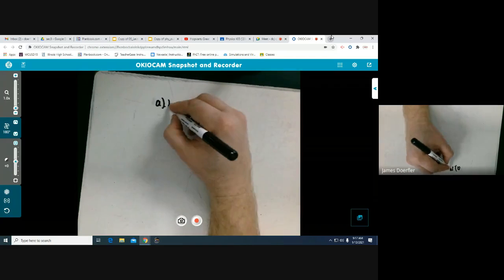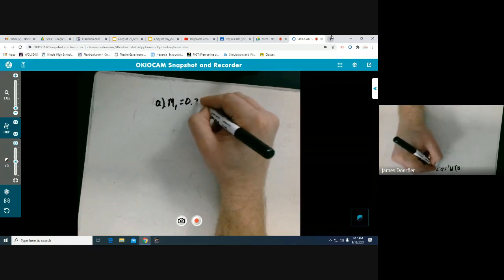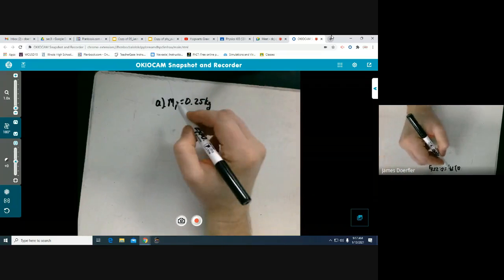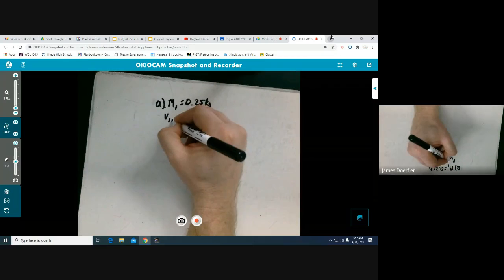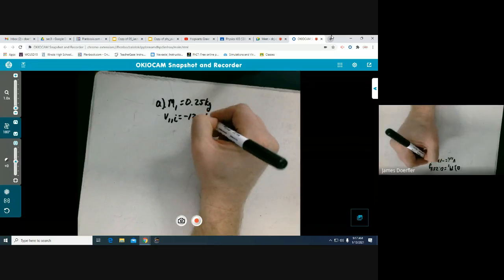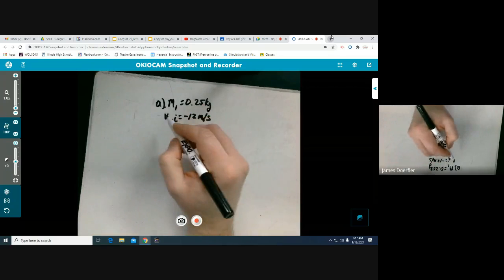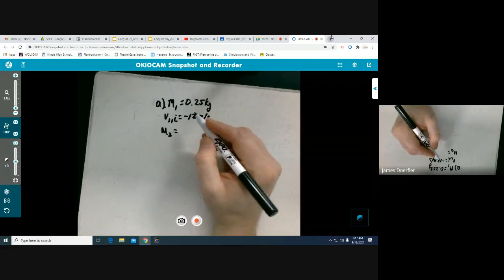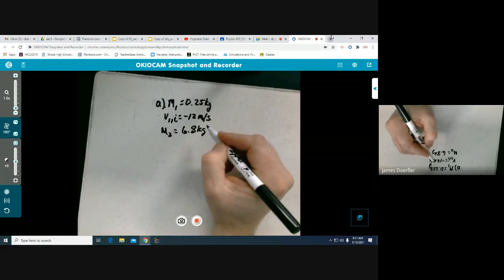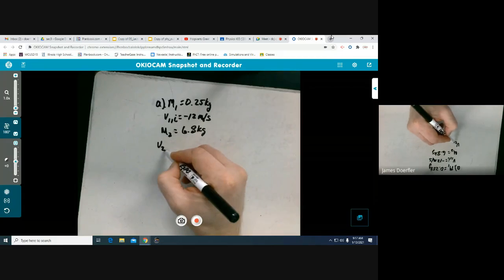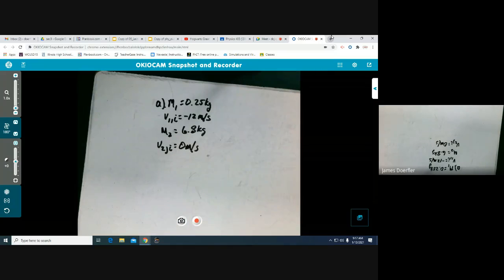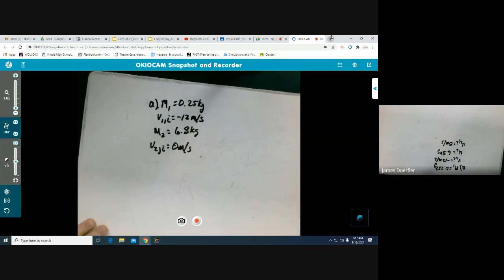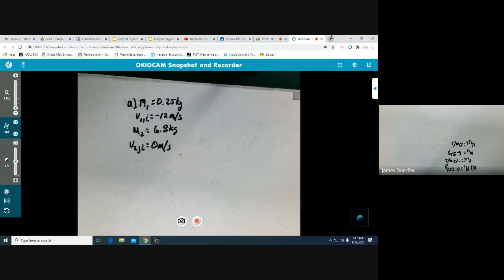Okay, so the mass of our arrow is 0.25 kilogram. The velocity of our arrow initially was negative 12 meters per second because it said it's going to the west. The mass of our target that it strikes is 6.8 kilograms. And the initial velocity of our target, unless it's told us otherwise, we're going to assume it's a stationary target. It doesn't say if it's moving or stationary, but we're going to assume it's stationary. It has an initial velocity of 0 meters per second.